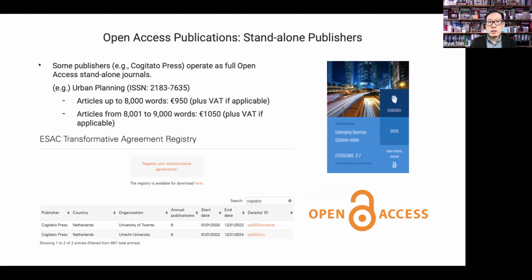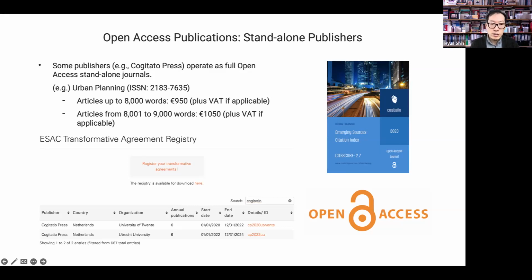Some publishers operate as full open access standalone journals, and this is one journal example, Urban Planning. I know some of my colleagues have published in Urban Planning, and they charge 950 euros for papers up to 8,000 words, and slightly more for papers which are more than 8,000 words. So in this case, as I was showing earlier, this publisher doesn't really have many agreements for open access publication with various countries or other funding bodies. I mean, they are standalone open access journals.